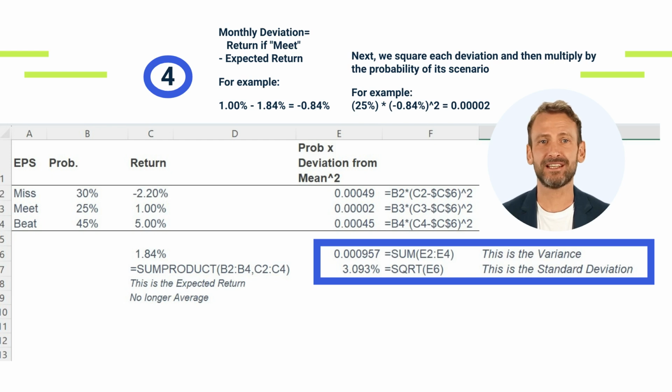In cell E6, we see the variance value of 0.000957. Remember, the standard deviation is the square root, which we calculate in cell E7, with a value of 3.093%.